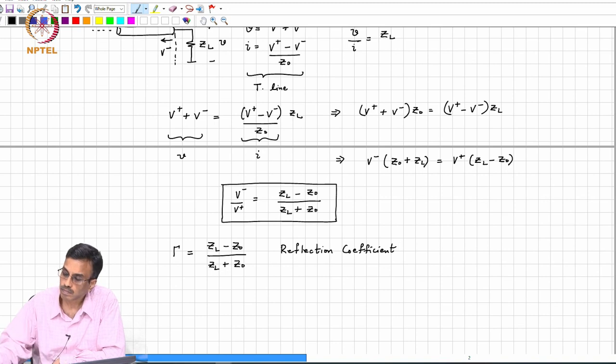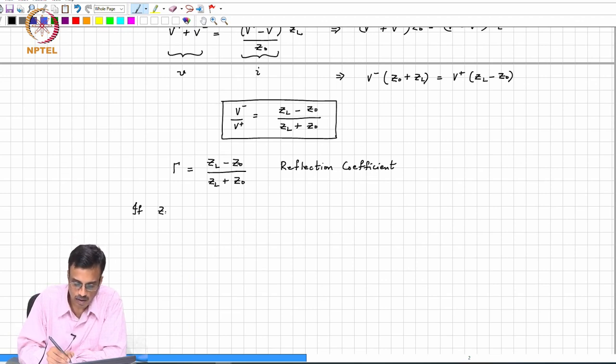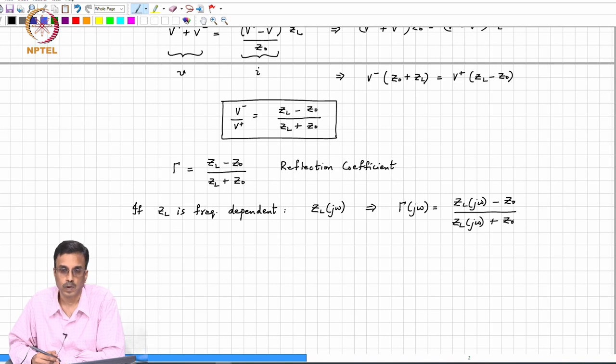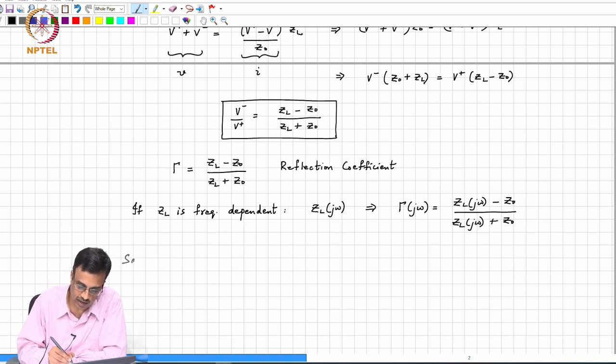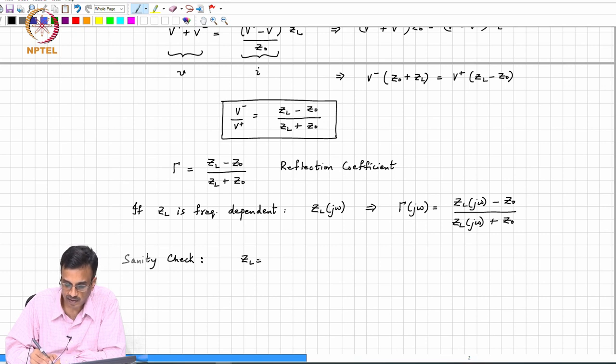And if ZL is frequency dependent, in other words ZL of j omega, then the reflection coefficient is also a function of frequency and is given by ZL of j omega minus Z naught by ZL of j omega plus Z naught. Alright, and let us do some sanity checks. The first case we consider is when ZL is an open circuit.